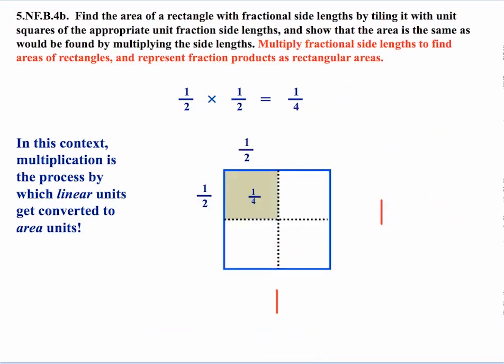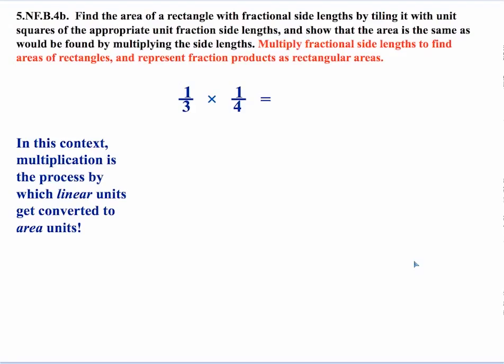Let's take a closer look. Again, let's say we have 1/2 times 1/2. So here's 1/2 by 1/2, and when we multiply it together, we get 1/4. And that's 1/4 of our unit square. So shouldn't we call it square units instead of just area units?